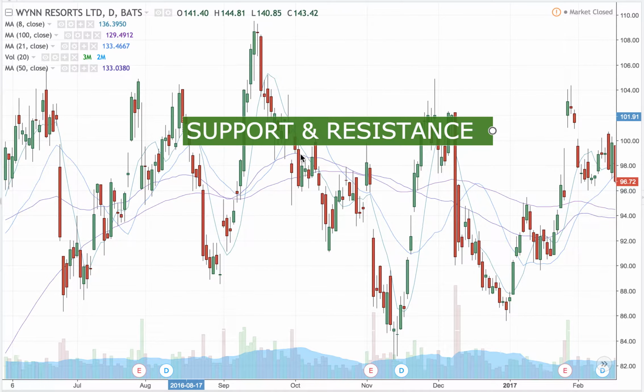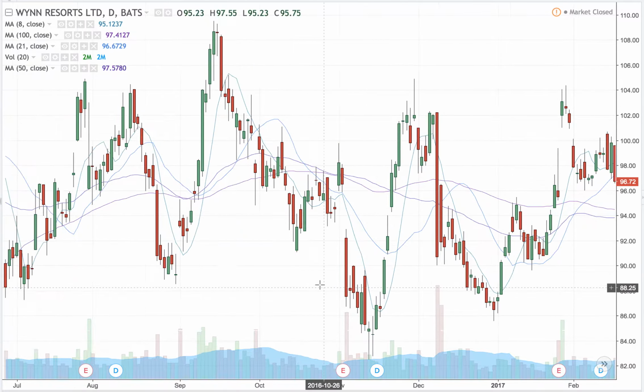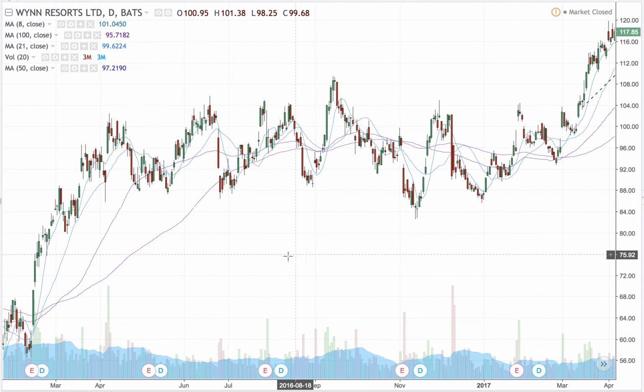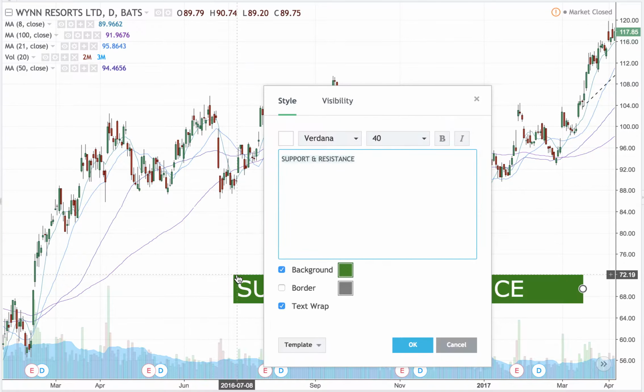All right, support and resistance. This is the most important aspect of every single chart you look at. We're going to look at the example we show in the game planning handbook in this one, and we're going to talk about why. Okay. Support.